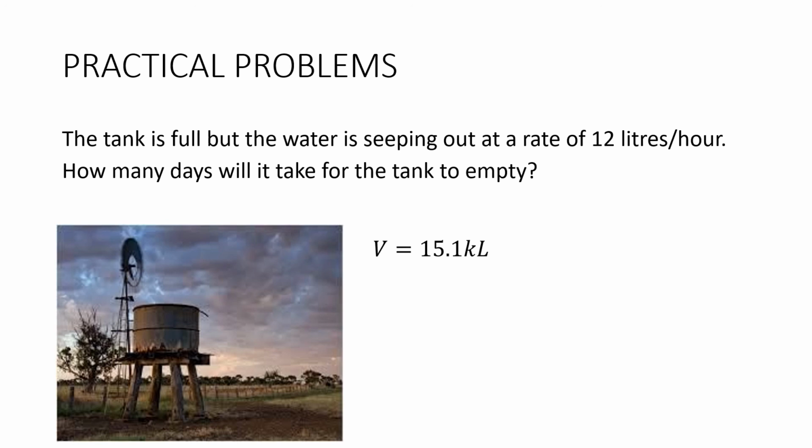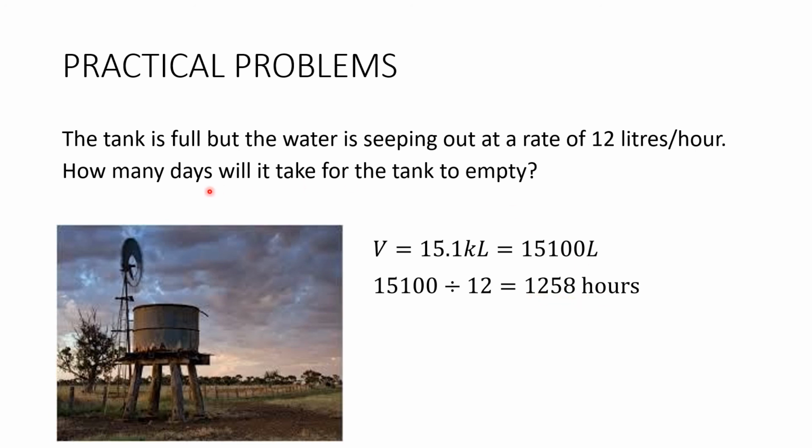So we've got a volume of 15.1 kiloliters, but we've got a bit of a problem because we have a mismatch of units. We've got kiloliters here and liters here. So let's turn this one into liters. There are 1,000 liters in a kiloliter, so let's multiply by 1,000. And it gives us 15,100 liters. Now we want to know how many 12s go into that amount. So we want to do 15,100 divided by 12, which is 1,258 hours.